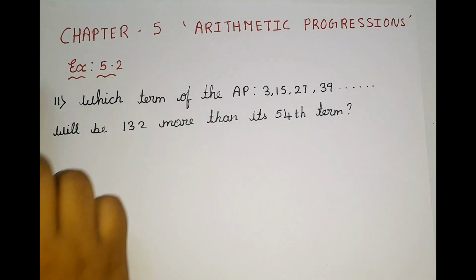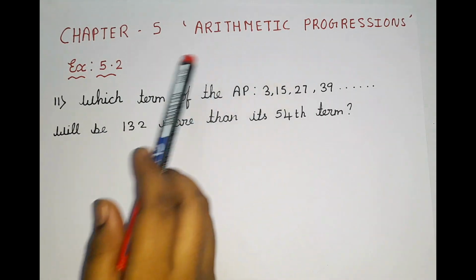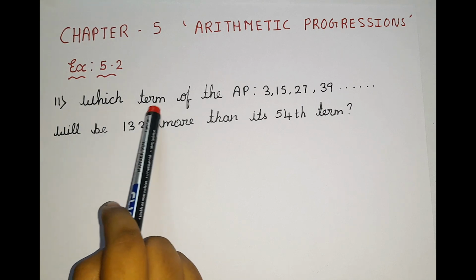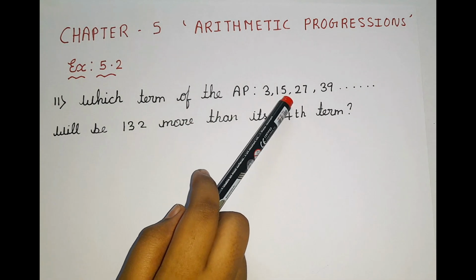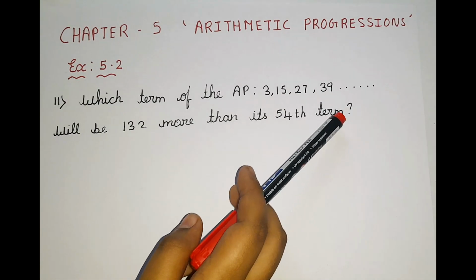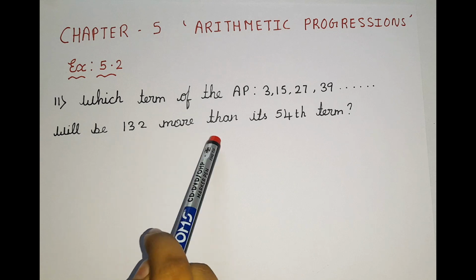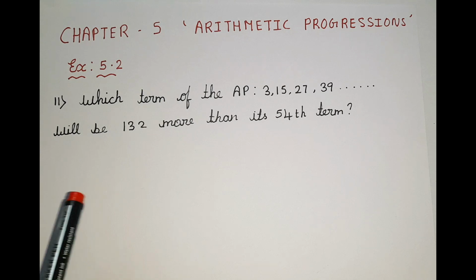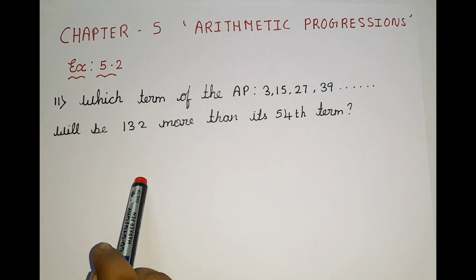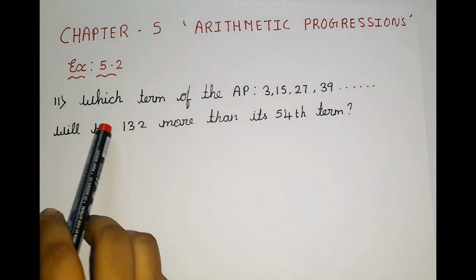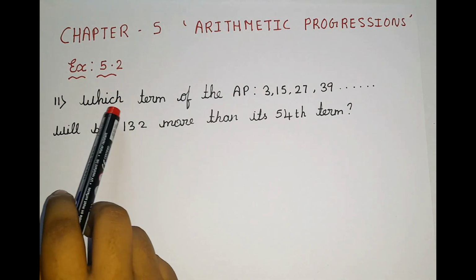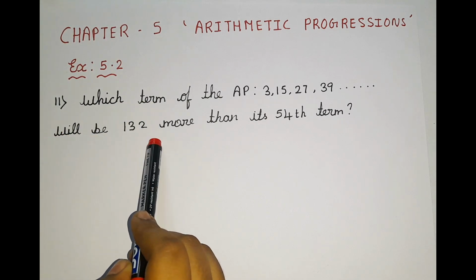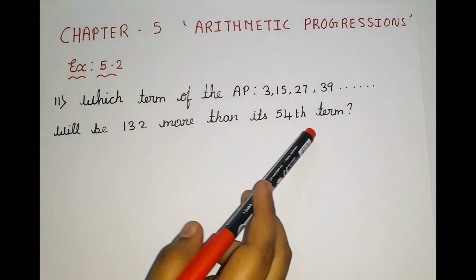Today we are going to be learning Chapter 5 Arithmetic Progressions, Exercise 5.2, 11th question. Let's read this question. Which term of the AP 3, 15, 27, 39 and so on will be 132 more than its 54th term? This is really an important question, so please concentrate. According to the question we are supposed to find the term which will be 132 more than its 54th term.